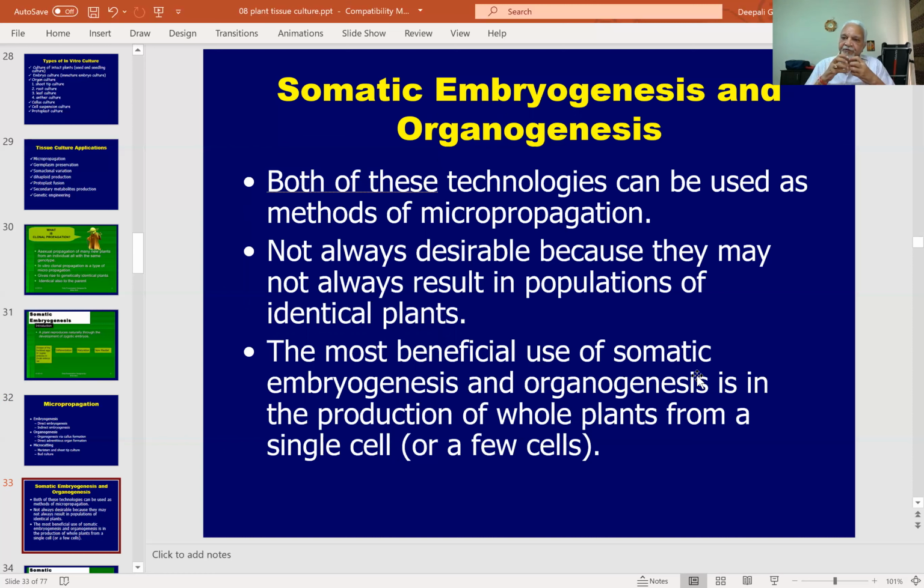Now, both these techniques involve a longer exposure of tissues to growth regulators, and therefore most of the time you don't end up with genetically identical populations if we go by these methods. But then the most effective way of producing multiple plants using this technique is starting from a single cell.